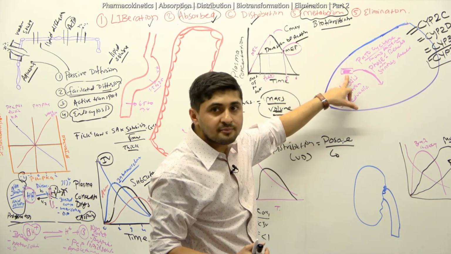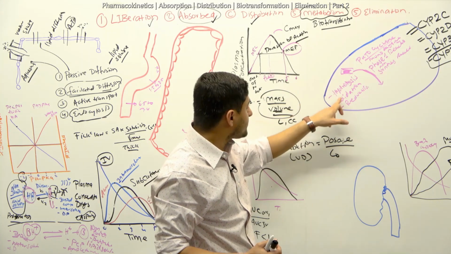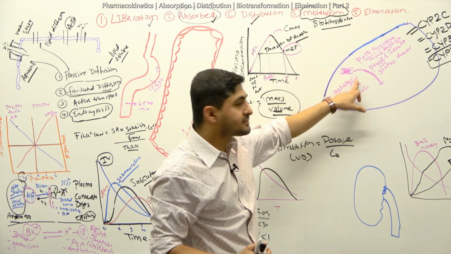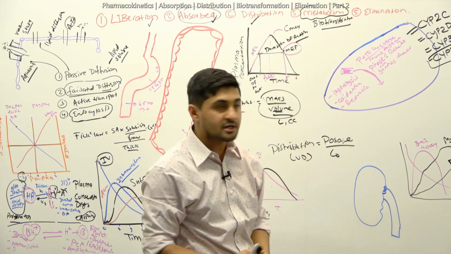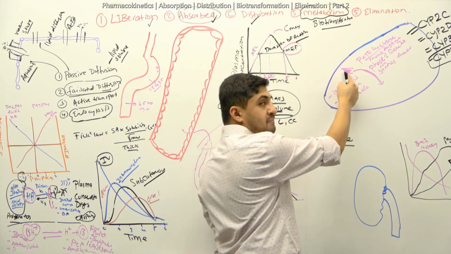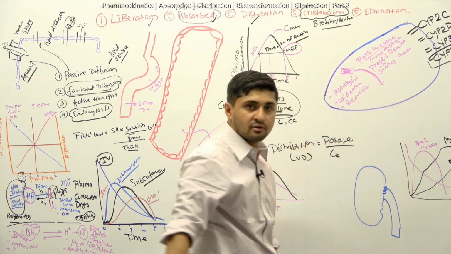So what does hydrolysis basically mean? If it's a lipid-soluble drug, then what are you doing? Hydro means water, lysis means what? You're breaking this compound by adding water. That's what hydrolysis basically means. So you add water into this compound, and you make a water-soluble compound.